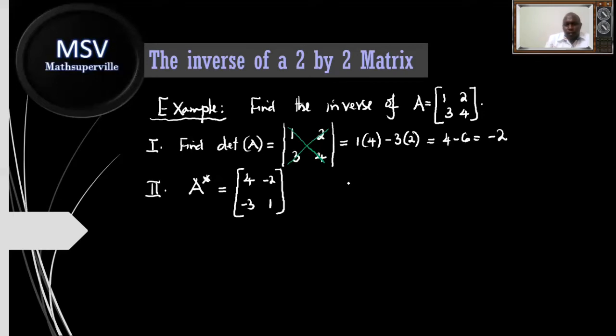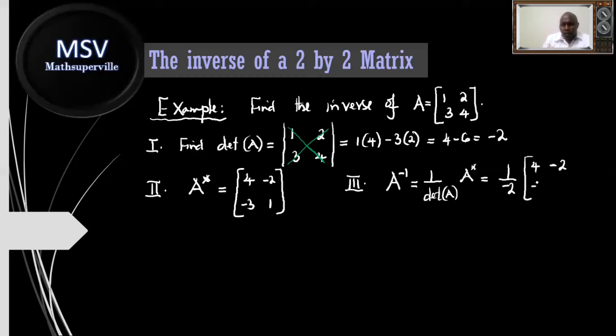And then in step 3, we find our inverse. So the inverse of matrix A is denoted as A with a superscript of negative 1, and this is equal to 1 divided by the determinant of A times matrix A star. And so this gives us 1 divided by negative 2 times the matrix consisting of the elements 4, negative 2, negative 3, and 1.